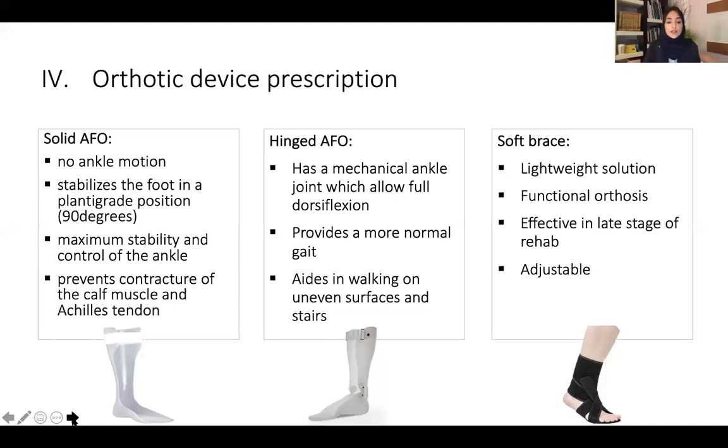The third would be the soft brace, and it is a light solution. Most of the patients like it and enjoy it because it's very comfortable and cosmetic somehow. And it is effective in the later stage of rehabilitation when the patient gains muscle strength, significant foot muscle strength, and needs only minimal assistance in lifting either the foot or toes. And it is adjustable, so we can control the amount of support given, and the patient can even wear it during sleep for a stretching effect.